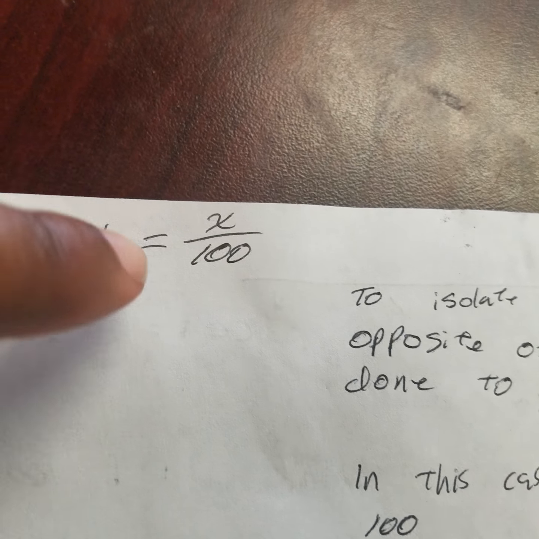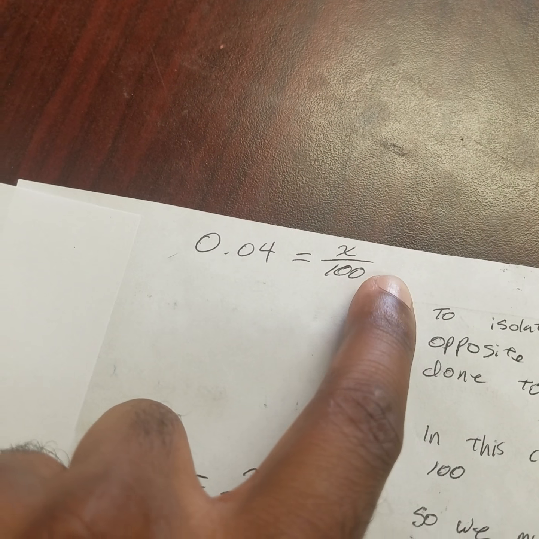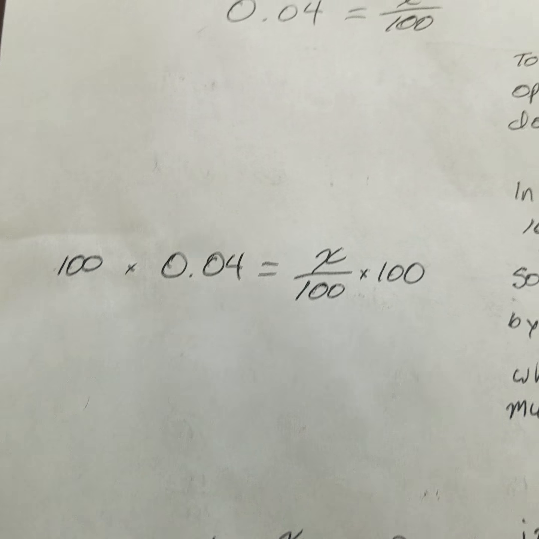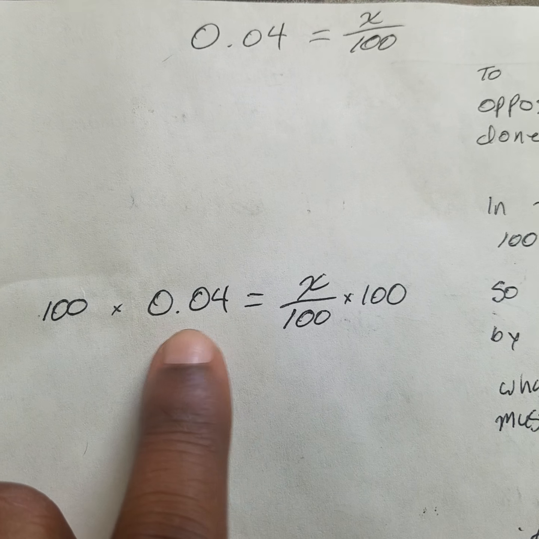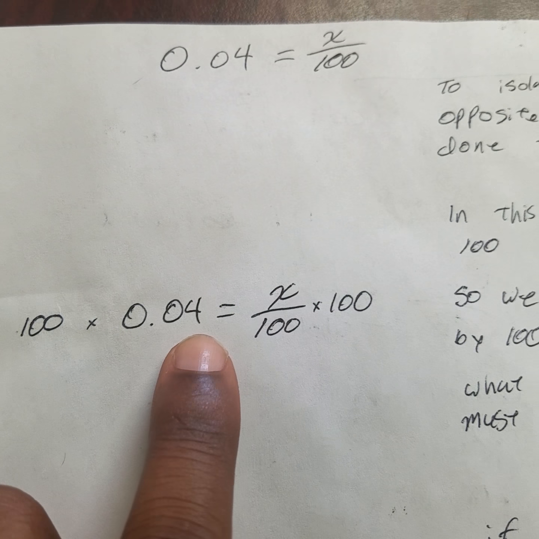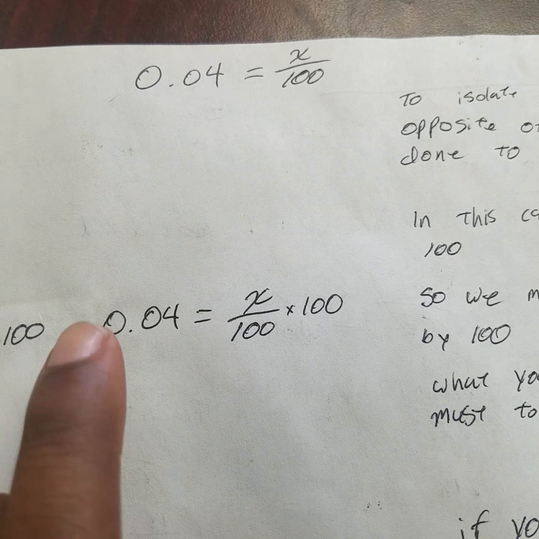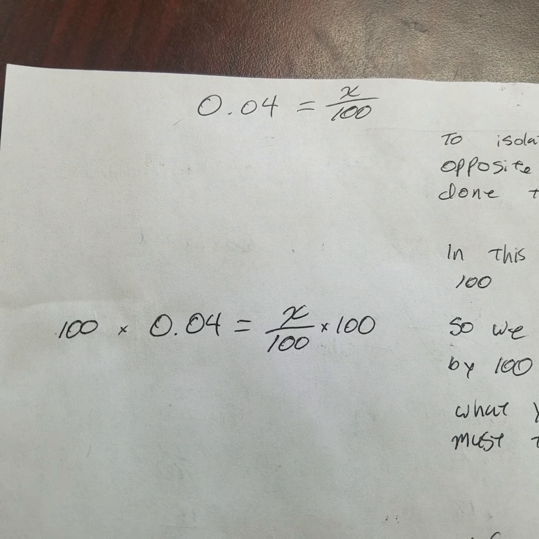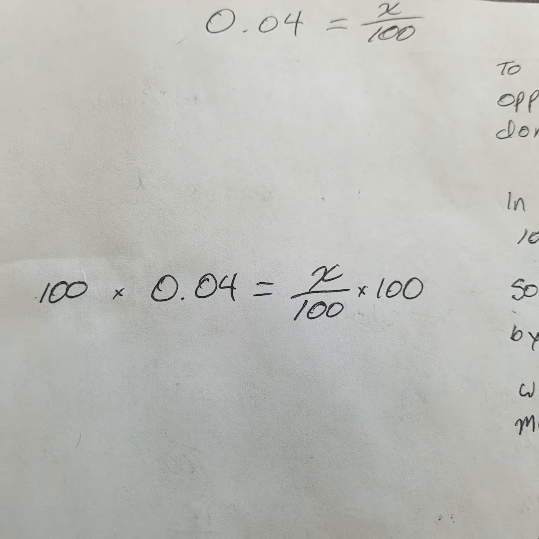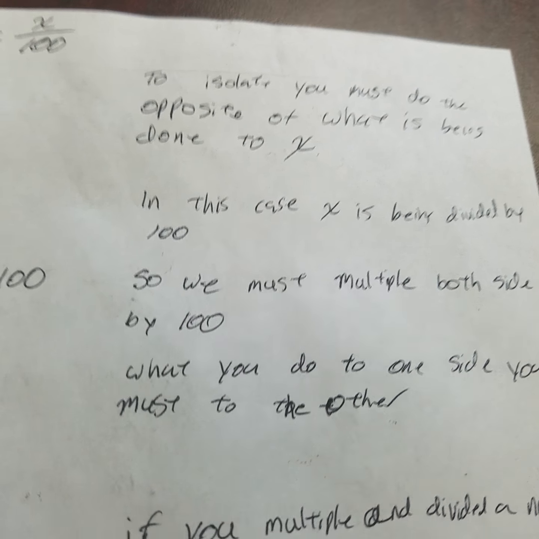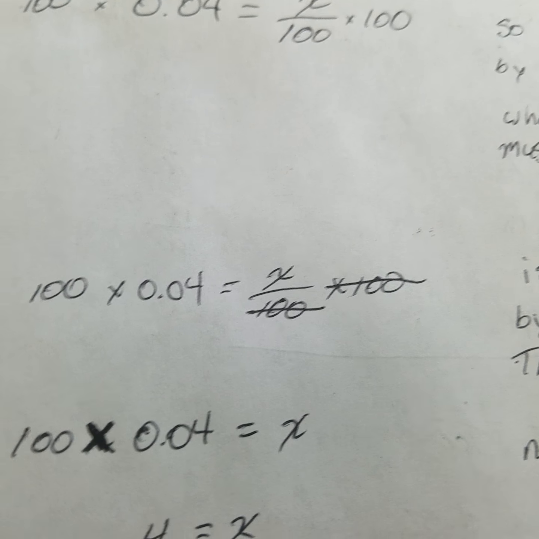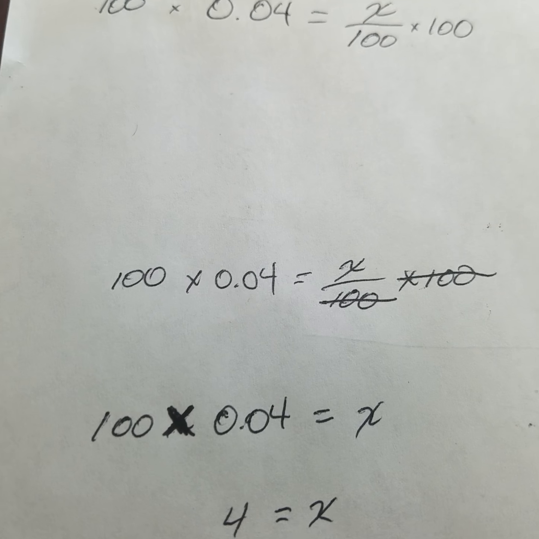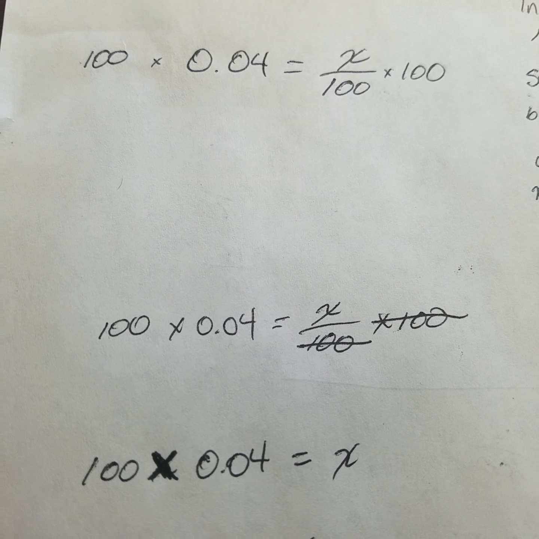So in order to get rid of this 100 on this side, we have to multiply both sides by 100, which is what's going on here. We took X over 100 times 100, and then we put 100 times 0.04. Whatever you do to one side, you have to do to the other side to keep it balanced. Otherwise, it won't be equal, and that makes the equation false. This equation is still equal because we're doing the same thing to each side. So to this point, here are the cancellations. We were dividing by 100, so we end up multiplying by 100. So those numbers canceled out.